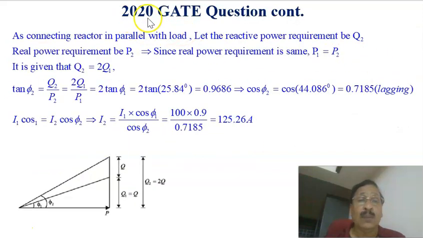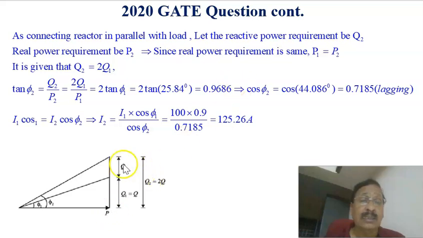Now, continuing the same problem, 2020 GATE question. When you are connecting a reactor in parallel with the load, let the total reactive power be equal to Q2. This is the total reactive power Q2 when a reactor is connected. But the real power is the same. Since the total real power requirement is the same, P2 equals P1, there is no change in the real power requirement.